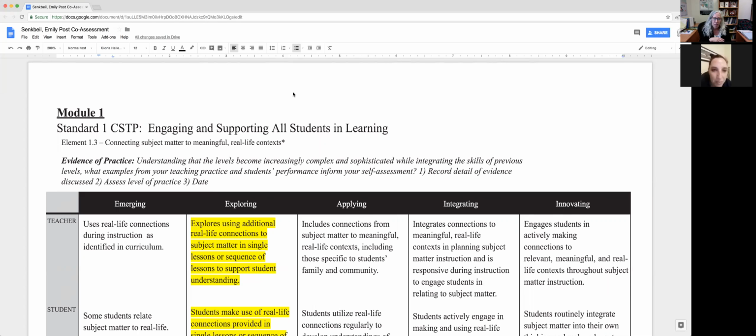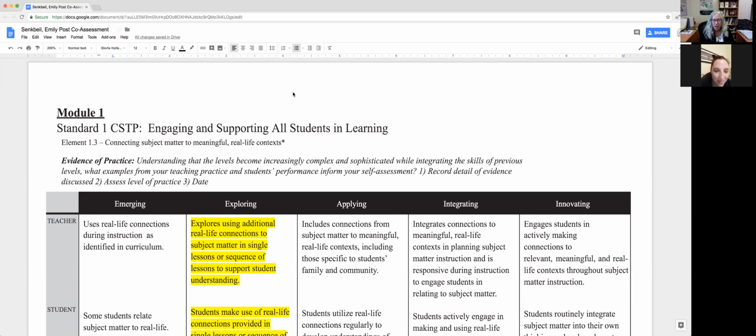I suspect that as we do this, you'll see the most growth in the elements you co-assessed at the very beginning of the year. And for your last module, there's probably going to be less of a difference between what you were doing and what you're doing now, just because you haven't had as much time to implement things.